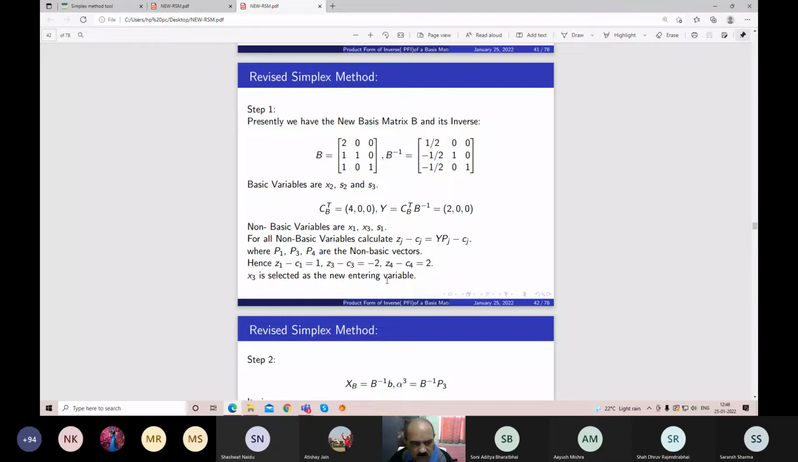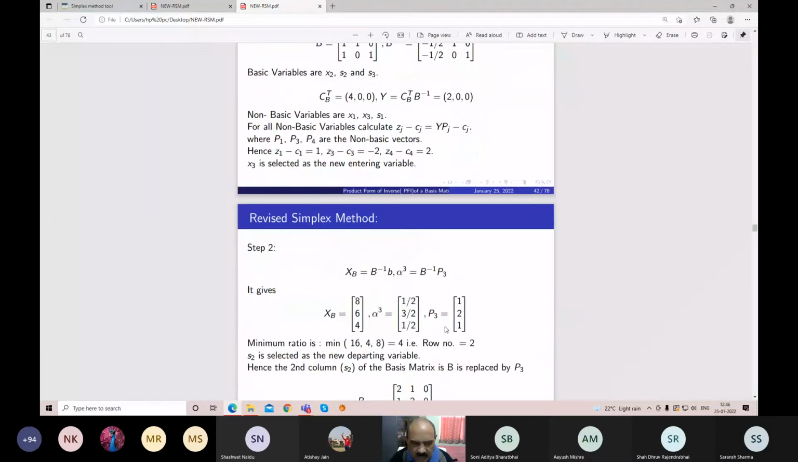Now, in step 1 itself, we have got the entering variable. Now we are interested to know what our departing variable is. In the first attempt, we got S1 as the departing variable, and X2 as the entering variable. Now, in the second attempt, X3 is the entering variable. Which is the departing variable we want to know.